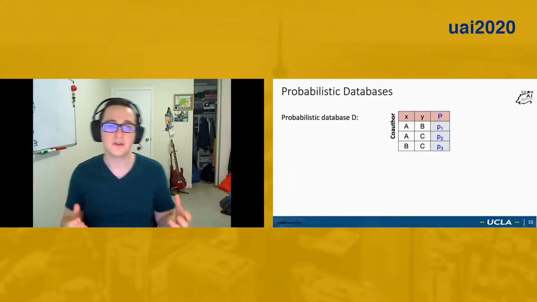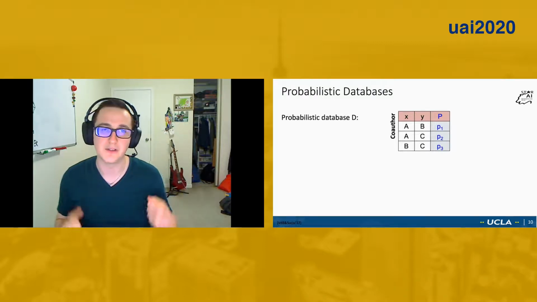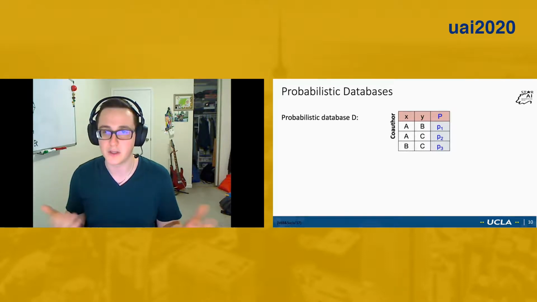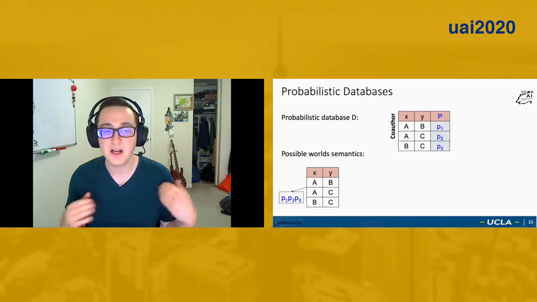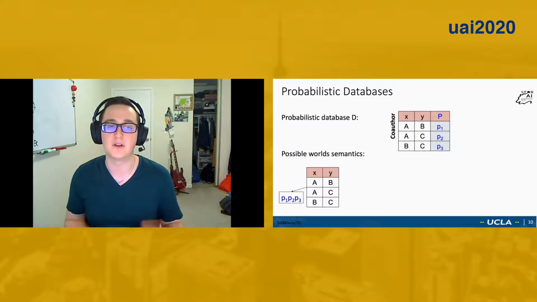Okay, so in order to do this, a big tool that we're going to borrow from the database community is this thing called a probabilistic database. So a probabilistic database is essentially a model where you take a standard relational database and every row gets annotated with a probability. Now, it becomes a probability distribution over relational databases where you treat the rows as independent random variables.